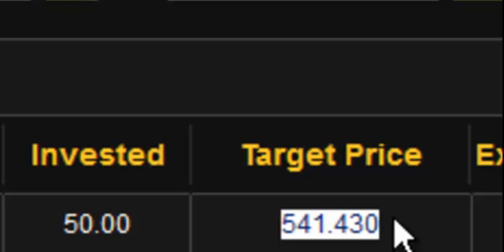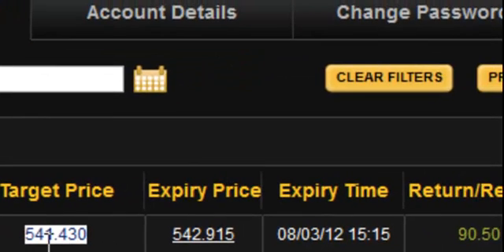And our target price was 541.430. So that means we need the price on a call option to go above that. And look where it ended, 542.915. That's a point and a half that we gained on this trade.